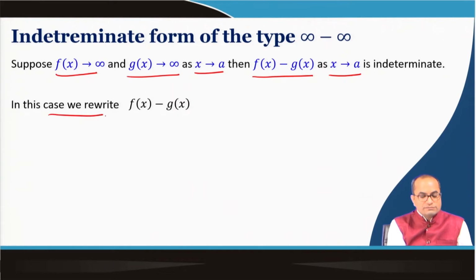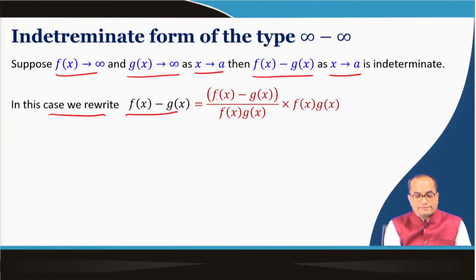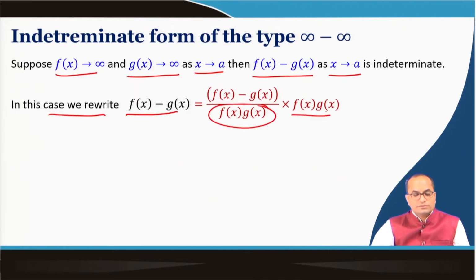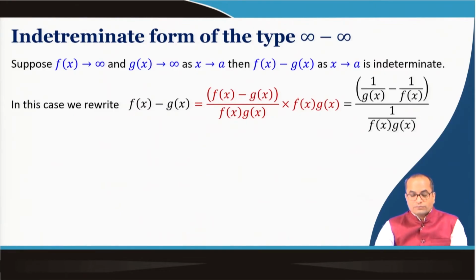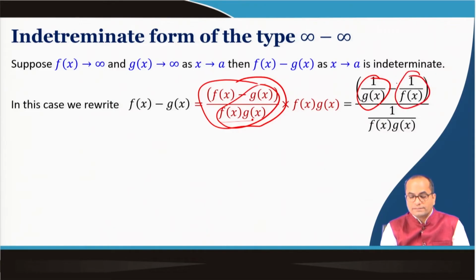So, in this case we rewrite this f(x) minus g(x) as f(x) minus g(x), we divide by f(x) into g(x) and multiply by f(x) into g(x). Remember that f(x) and g(x) both are going to infinity. So, here this f(x) into g(x) will go to infinity, and we now rewrite this one: f(x) over f(x) g(x) means 1 over g(x), the second term will be 1 over f(x), and then this we can write 1 over f(x) g(x).